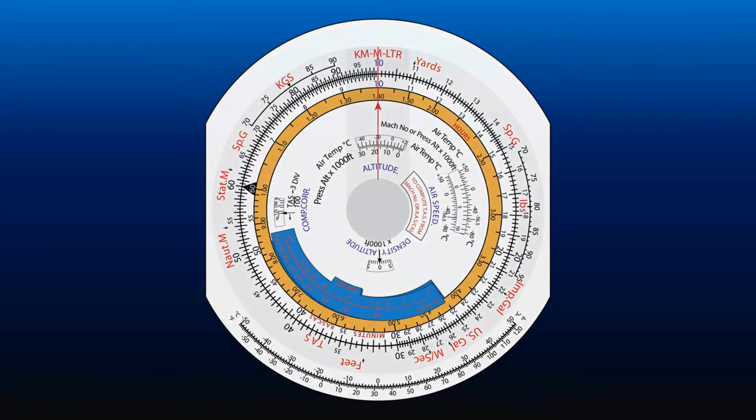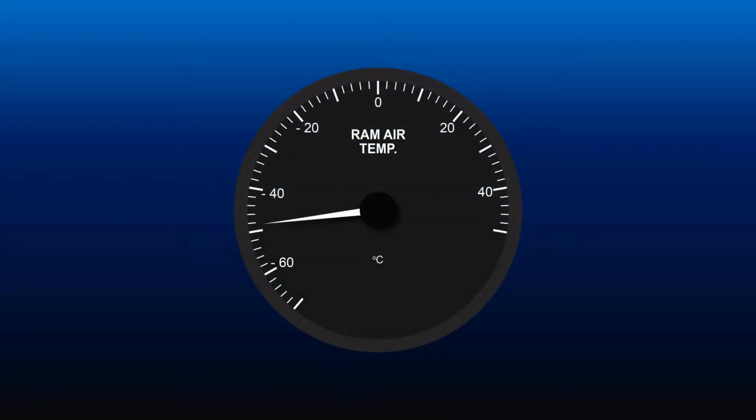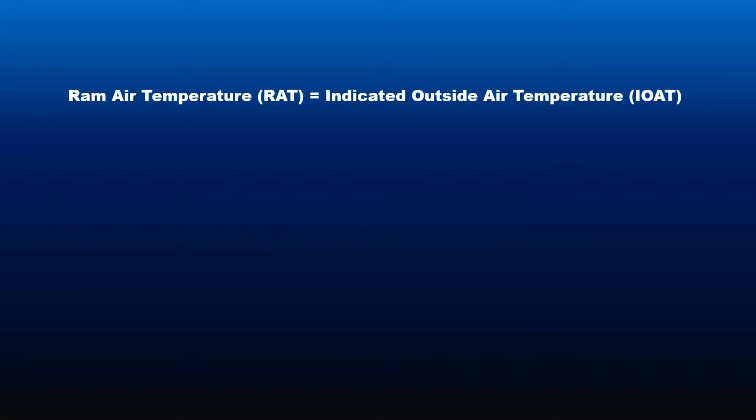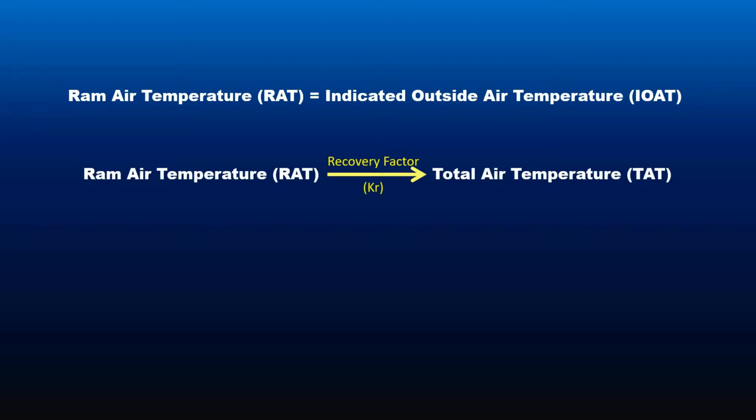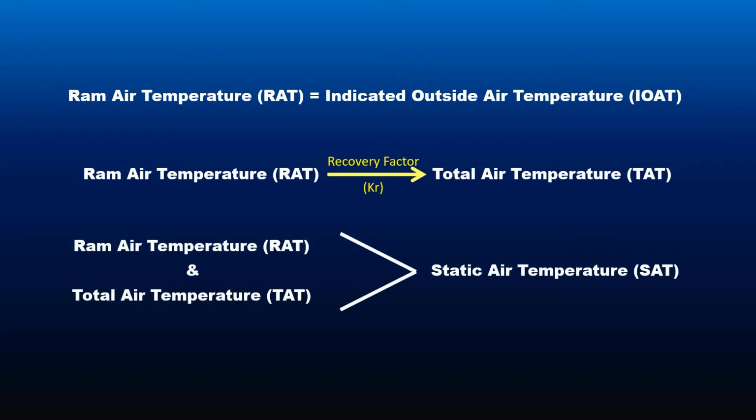The blue scale on the computer face of CRP5 is for calculating RAM rise. Reading from the temperature gauge gives us RAM air temperature, or RAT. RAT can also be called indicated outside air temperature, or IOAT. RAT corrected for temperature sensor error, also known as recovery factor, will give us total air temperature, or TAT. RAT and TAT are higher than static air temperature, SAT.